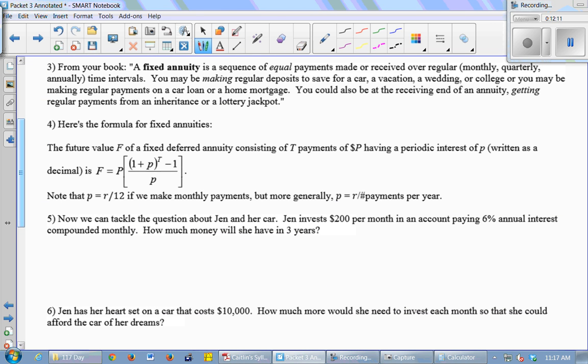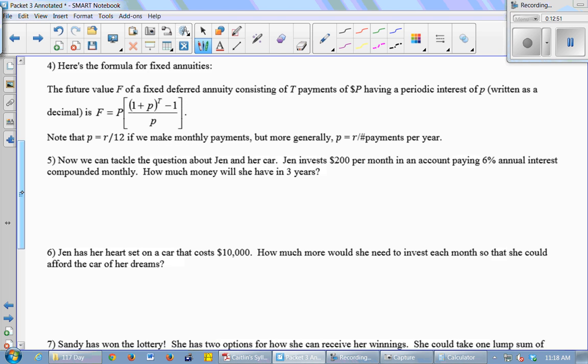Okay? A fixed annuity is a sequence of equal payments made or received. So this is where we're making payments to ourselves, right? Making $200 payments to ourselves to save. So you may be making regular deposits to save for a car, a vacation, a wedding, or you may be making regular payments on a loan or a mortgage. You can also be at the receiving end of an annuity. You might get regular payments from an inheritance or from a lottery jackpot. So these are all examples of annuity. Equal payments made over regular intervals.